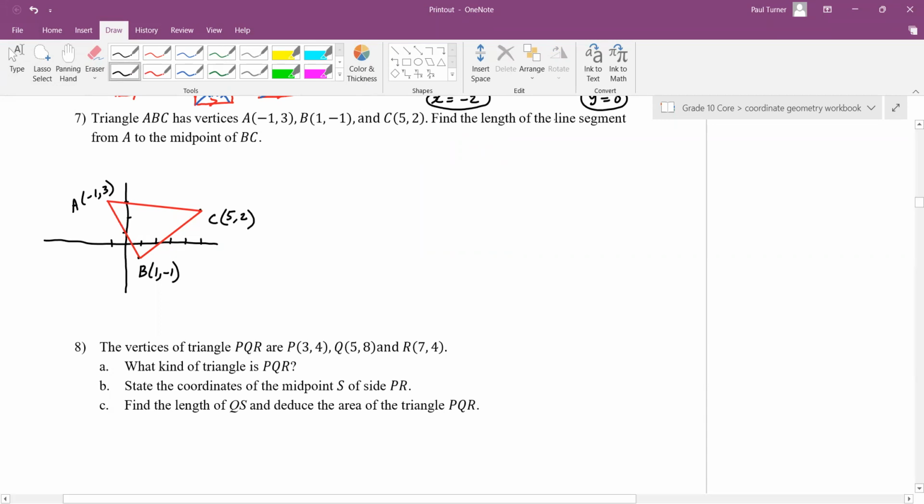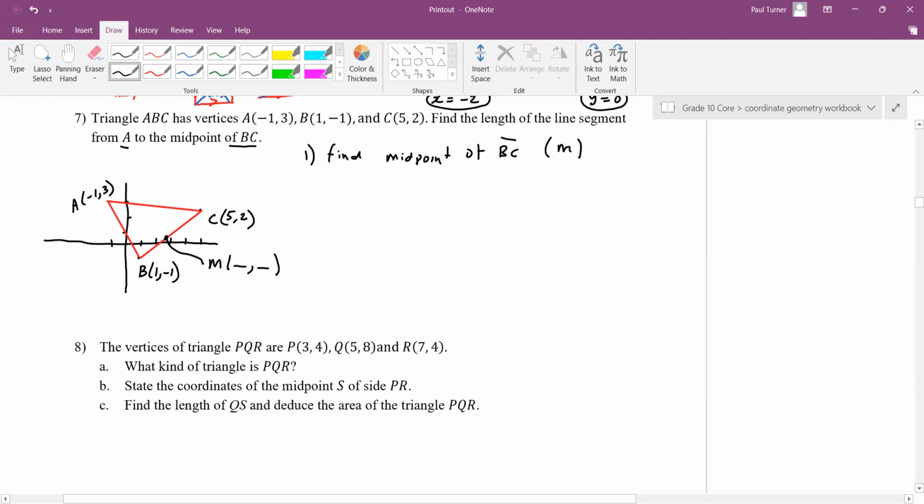So think about what we got to do. Find the length of the line segment from A to the midpoint of BC. So the first step you need to do is find the midpoint of BC. So you do that first. So let's call that M. So you can give it a name if you want. So call that M. It's going to be here somewhere. So you find this point first.